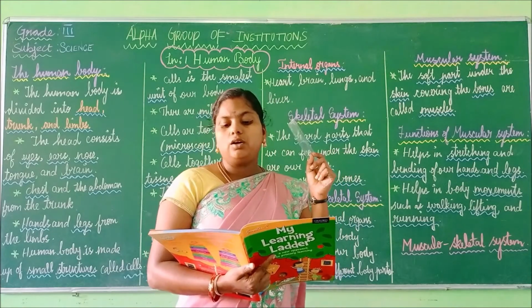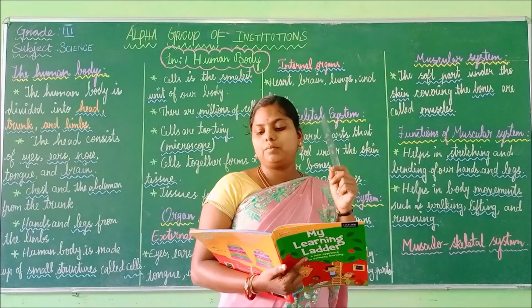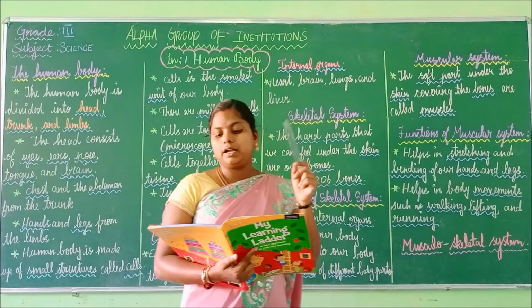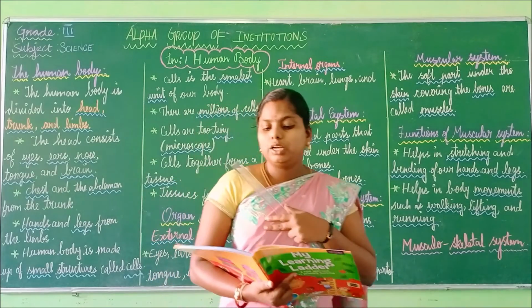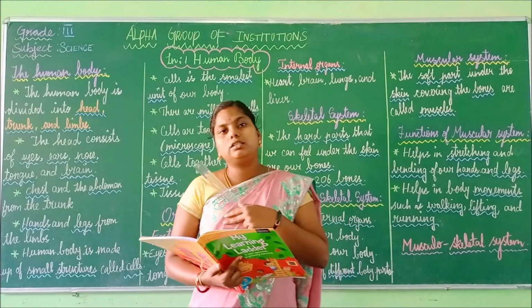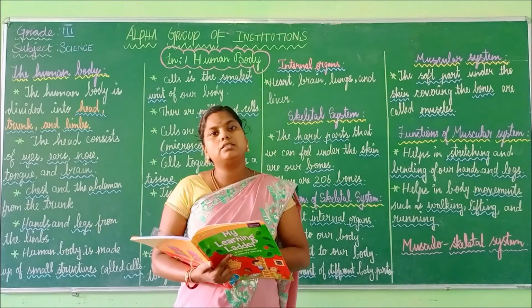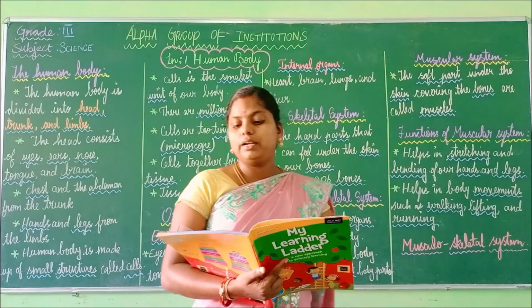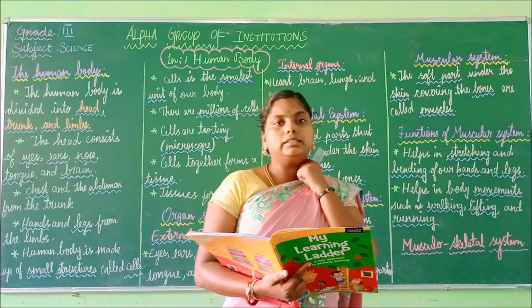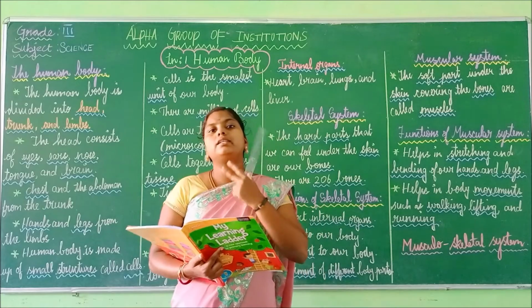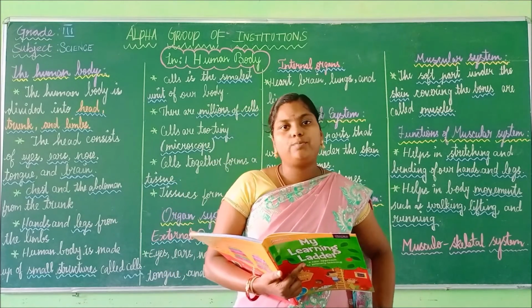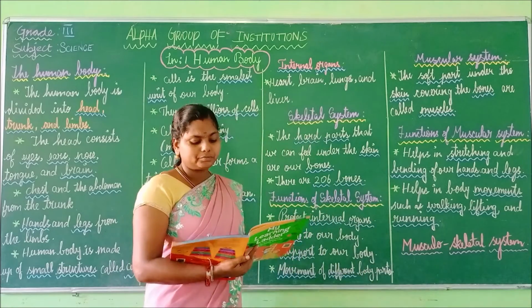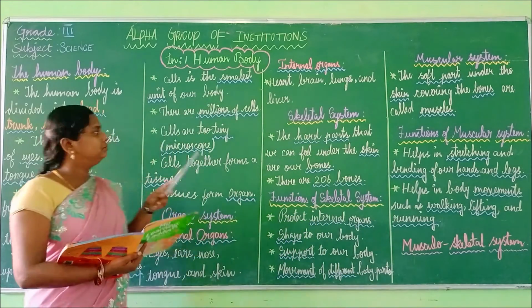The chest and the abdomen form the trunk. The upper trunk has the chest and the lower trunk has the abdomen. Our neck connects the head to the trunk, which means our half body. So is it clear, children? Here is the next one.